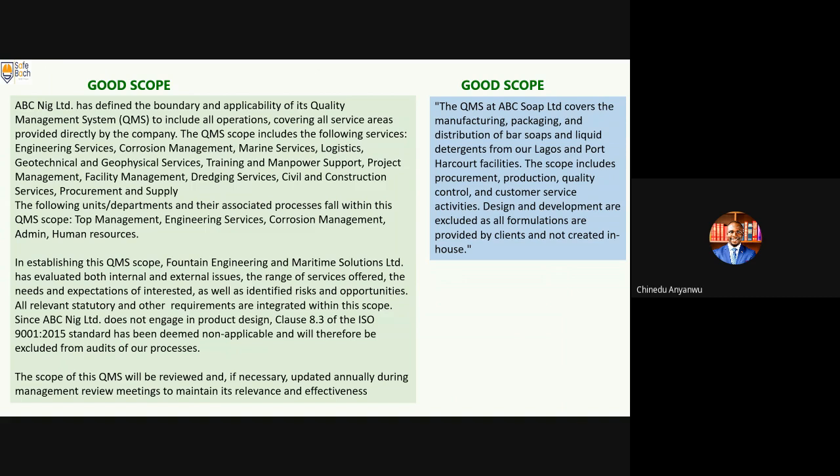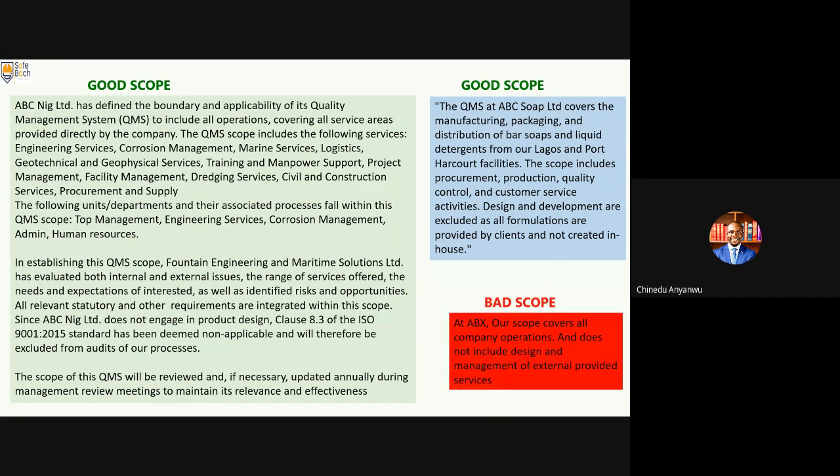This is an example of a good scope, very brief. Okay, you can see clearly that they've stated their location and clearly where and what they do. But this is an example of a bad scope. At ABS, our scope covers all company operations. What are company operations? In defining scope, you must be very clear on what you mean by company operations.